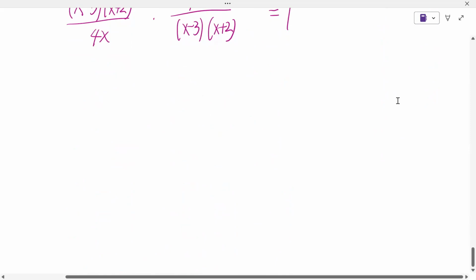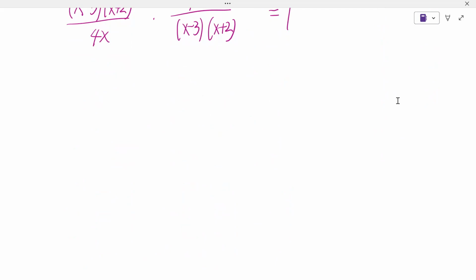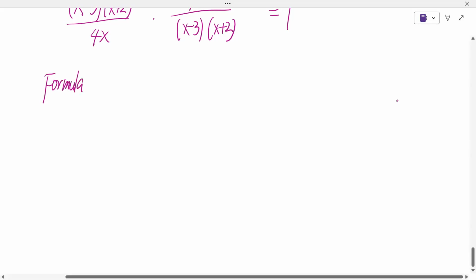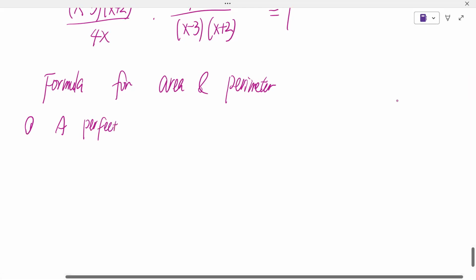Next, I want to talk about some basic formulas for area and perimeter. So we have 3 different geometrical shapes, and these are the formulas we start talking about for area and perimeter. The first one is the perfect square.